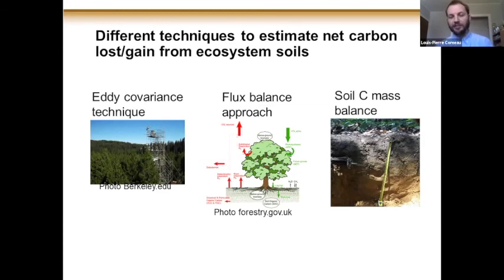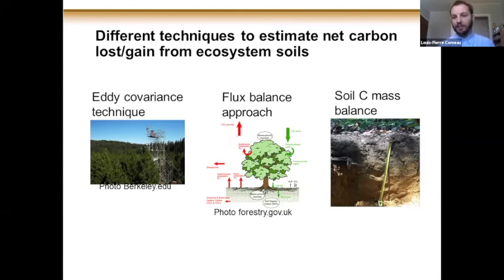But a disadvantage of that technique is that it's very expensive and very difficult to install in a remote area. Another method to do the soil carbon balance is the flux balance approach, where we measure everything that is getting in and everything that is getting out. But this approach is very time consuming and labor intensive. A lot of people need to go to the field to measure everything that is happening.